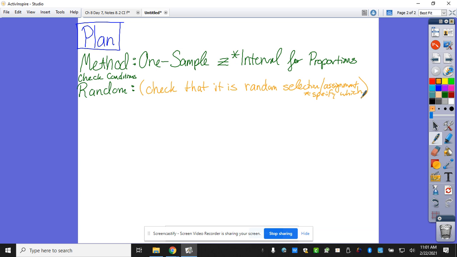My next condition is what? And I'm always going to be checking this same thing for this type of problem. And I'm checking what?